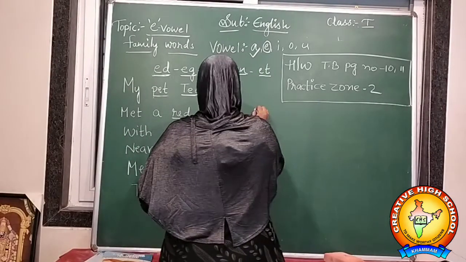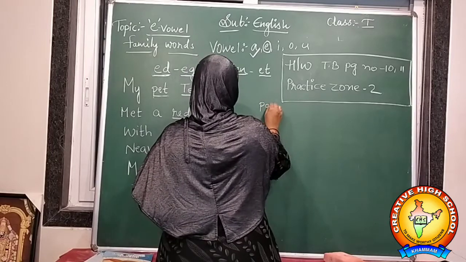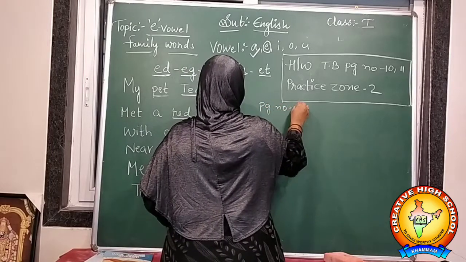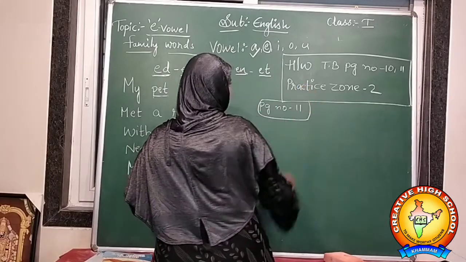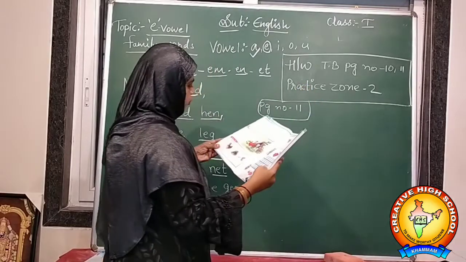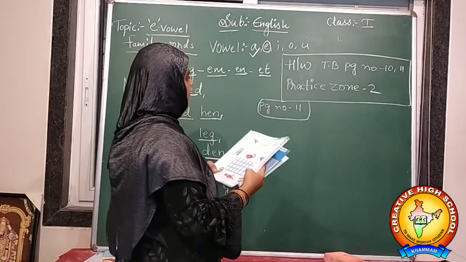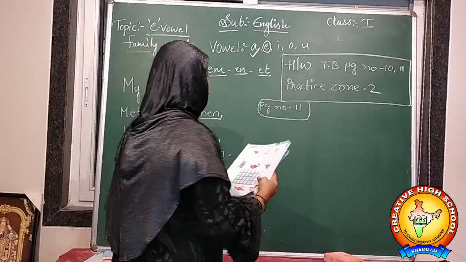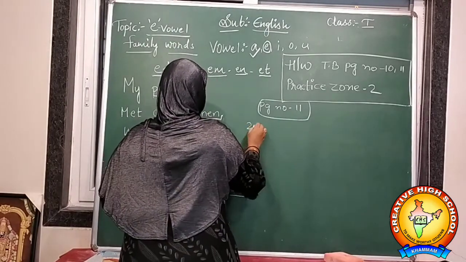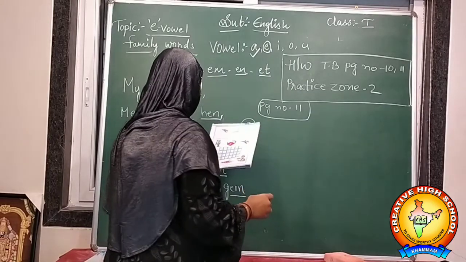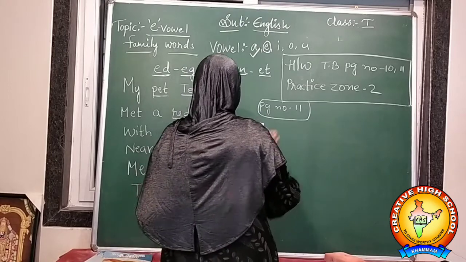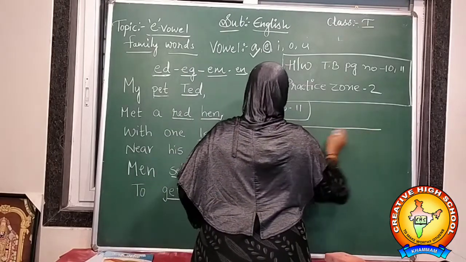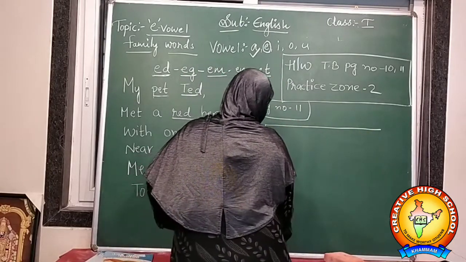So see there, page number 11. Down below you can see this is the homework you have to do. Page number 11, practice zone 2. You have to do it, and circle this one, Roman number 2. I will be showing you how to write. So they are given boxes. How many? 1, 2, 3, 4, 5, 6 boxes they are given.